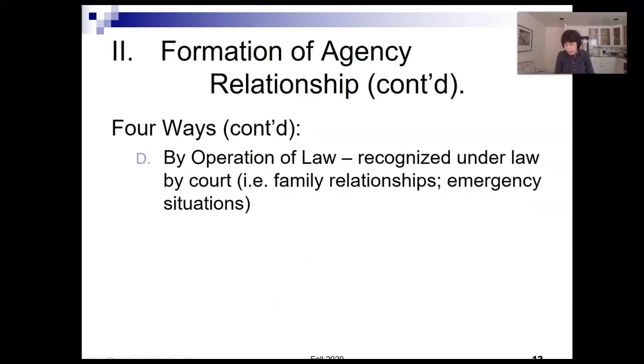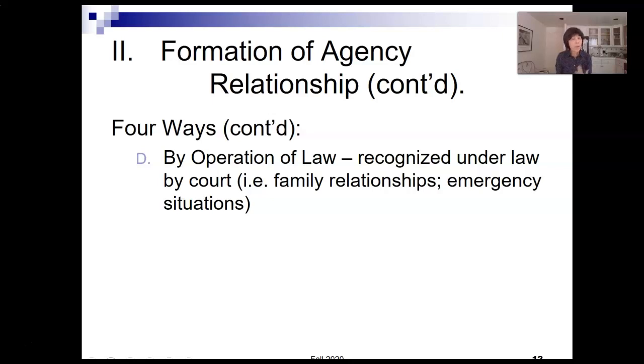All right, our last type of agency is the agency by operation of law. And this type of agency comes up in certain situations. So what it means by operation of law, we kind of talked about that in past chapters. It just means that the law is going to recognize whatever we're looking for here. So an agency by operation of law means the law is going to recognize an agency relationship in certain situations.